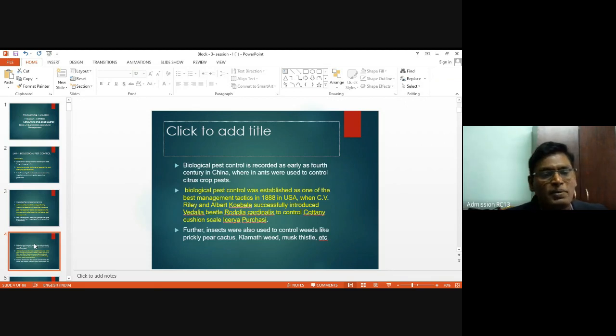Biological pest control is recorded as early as the 4th century in China. So it is not a new concept, what we know as biological pest control. It is very old, where ants were used to control the citrus crop pest. Imagine, the pest which is destroying the food or the crop used to be controlled by hand in the field.